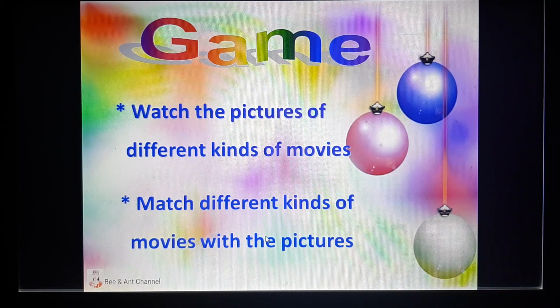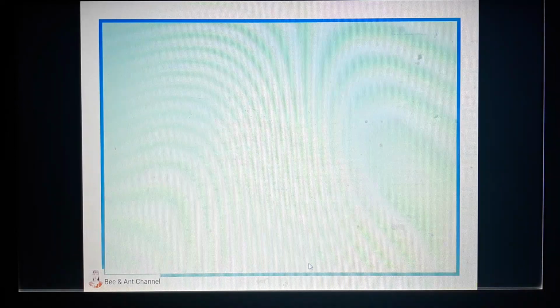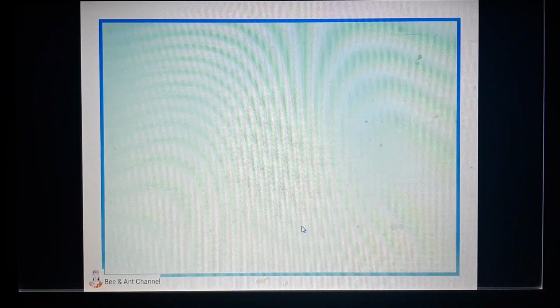Now play a game. Watch the pictures of different kinds of movies and then match different kinds of movies with the pictures. Now, watch 10 pictures carefully.